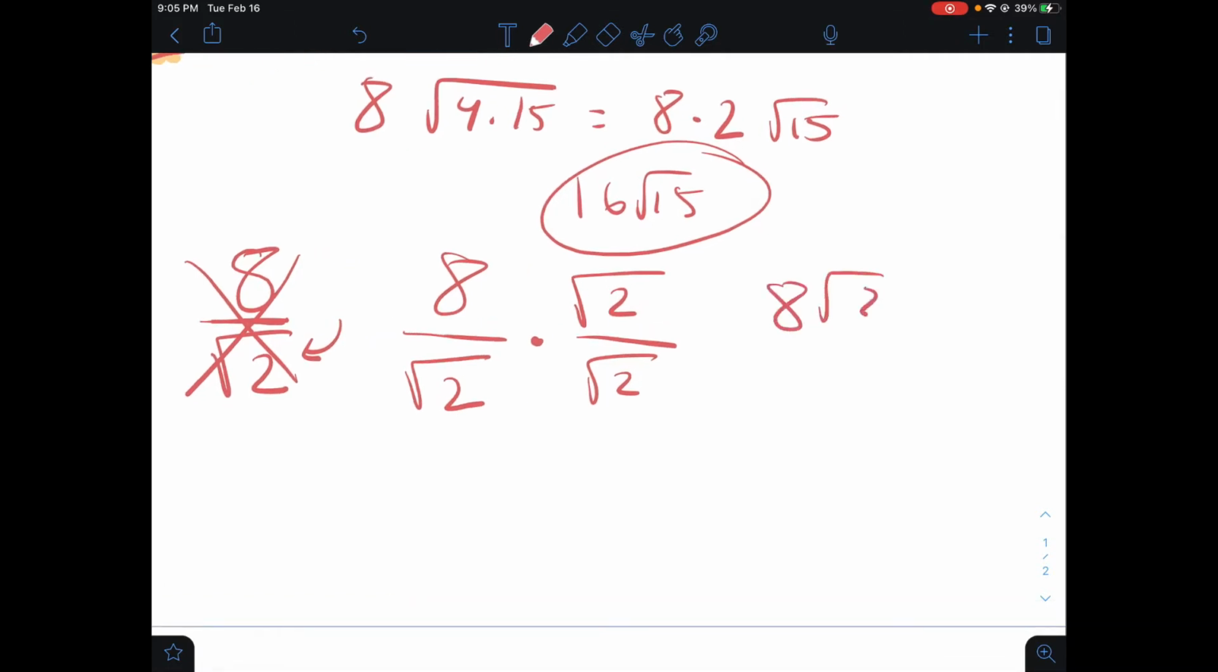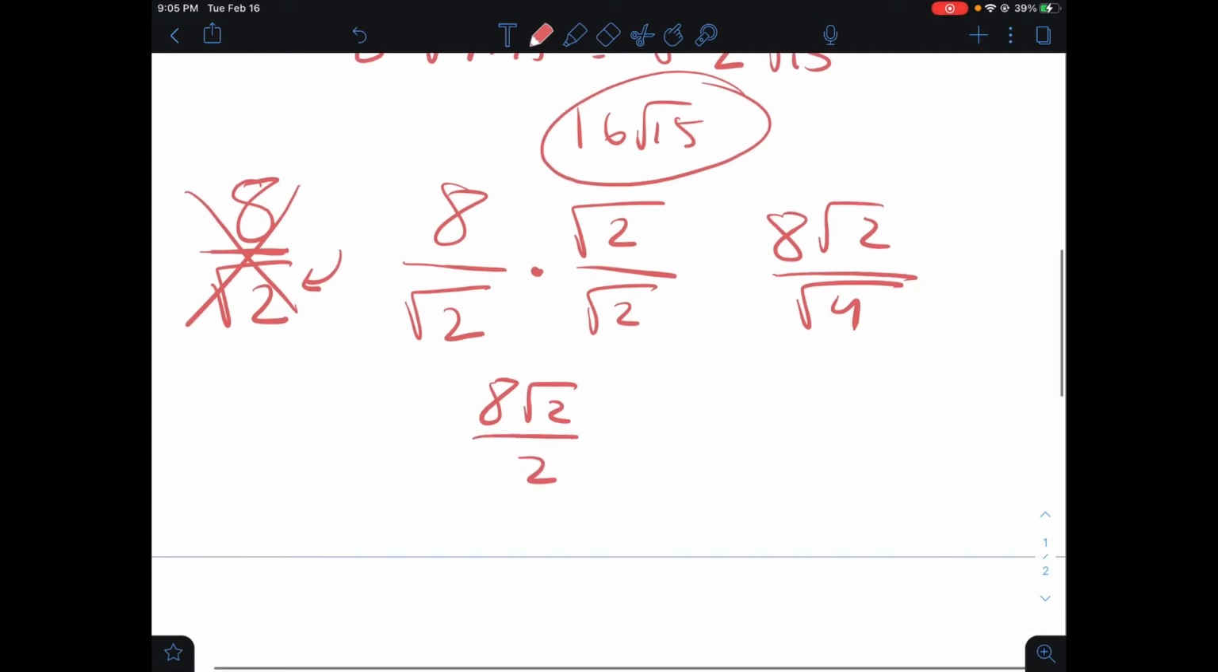So we end up with 8 root 2 on the top, and root 4 on the bottom. Root 4, we can take the square root of that, and we get 2. So we end up with 8 root 2 over 2. We can actually simplify that, and we would get 4 root 2.